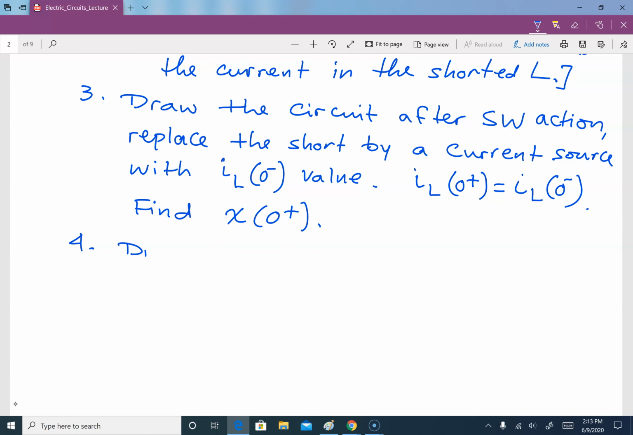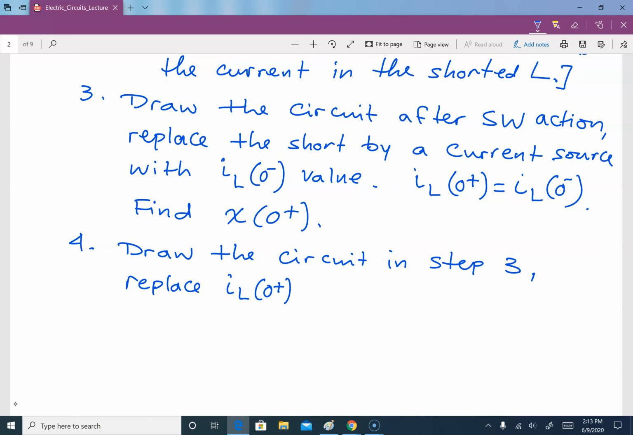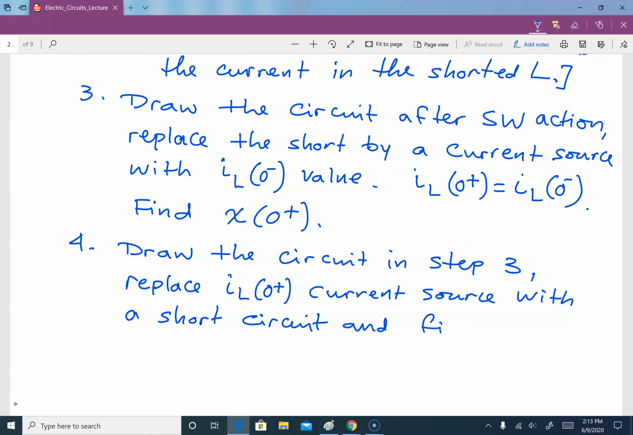Step 4, draw the circuit in step 3. Replace the IL of 0 plus current source with a short circuit and find x of infinity.